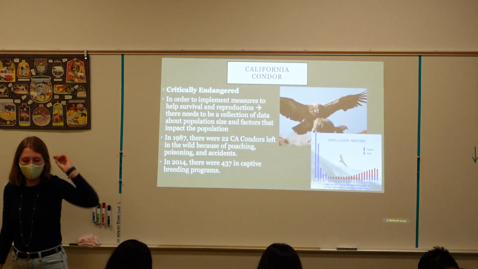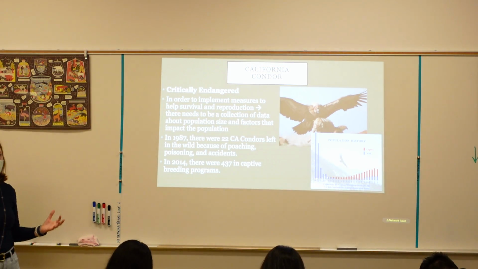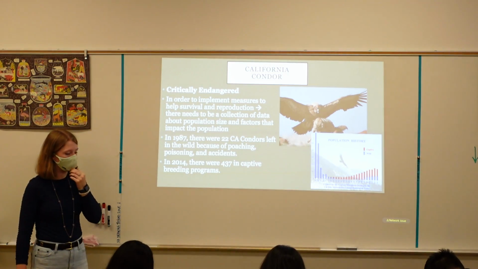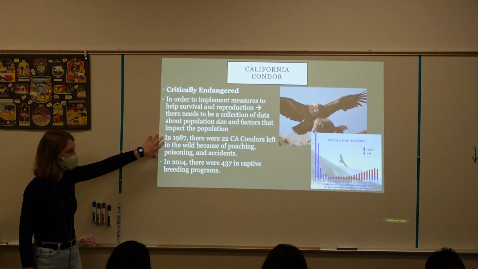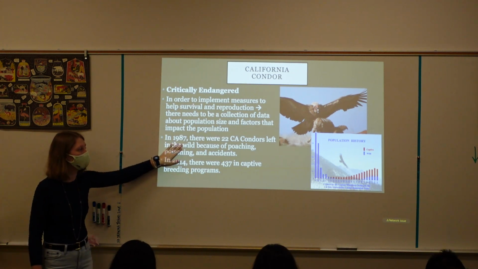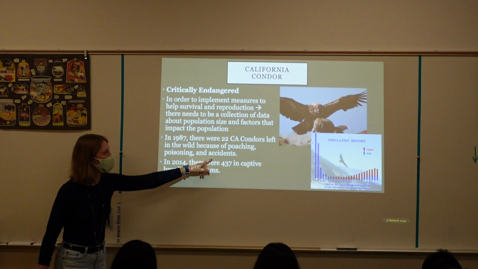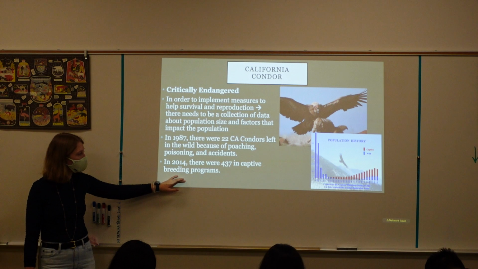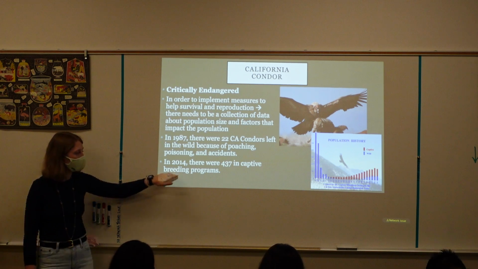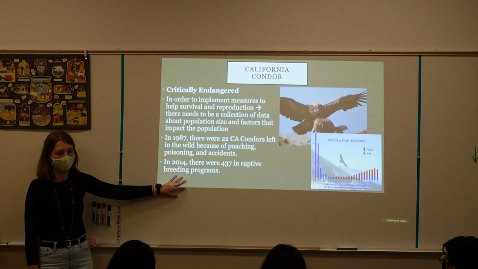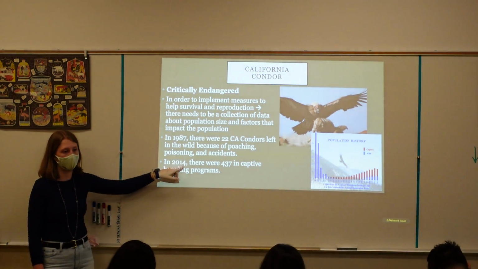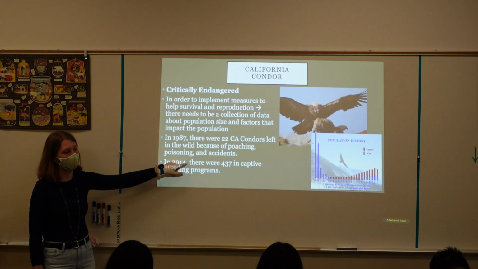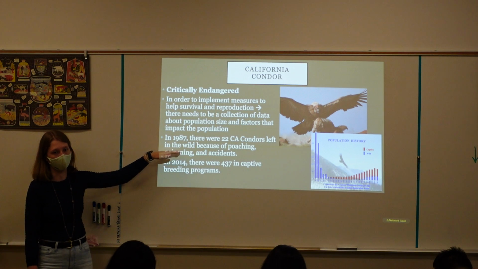In order to implement measures that will help them survive and help them reproduce, there needs to be some sort of collection of data about population size and factors that also impact the population. They did that in 1987, as there were 22 condors left in the wild because of poaching, poisoning, and accidents. Those are the factors that affected the population. In 2014, there are actually 437 in captive breeding programs, which is really great, because that means we were able to help this population reproduce and survive and actually get back to where it should be.